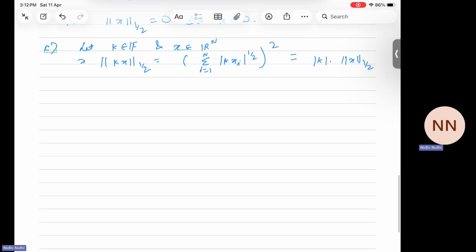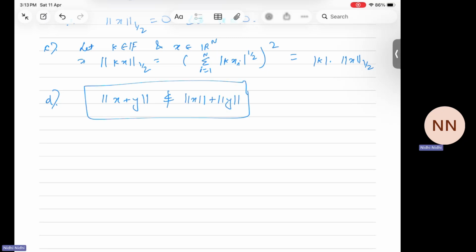The issue comes at the triangle inequality. So I'm saying that this does not hold. That means I should be able to provide you some example such that this property should not hold. I'll show you by giving one example. In fact, you can also think of some other values for x and y where this triangle inequality is not satisfied.